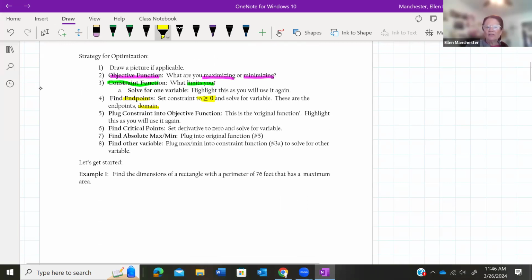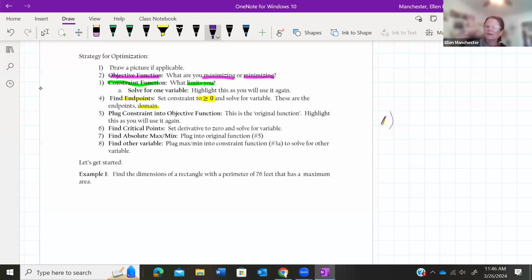Here we go. Our first one is: find the dimensions of a rectangle with a perimeter of 76 feet that has a maximum area. I'm going to do the first 2 in steps so you can see how you're going to move through this set of steps.